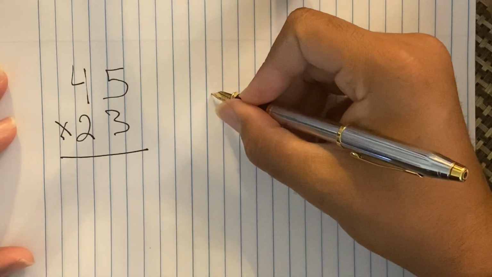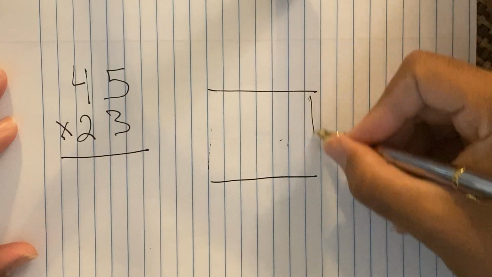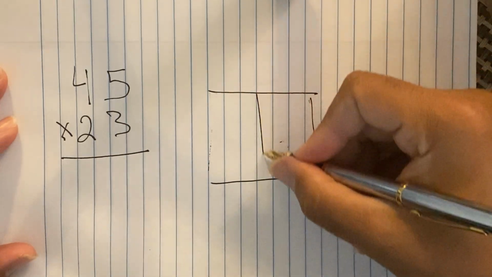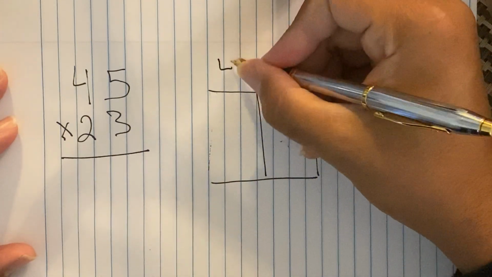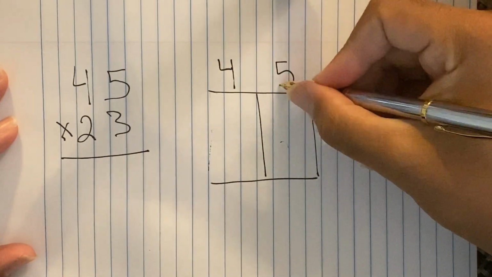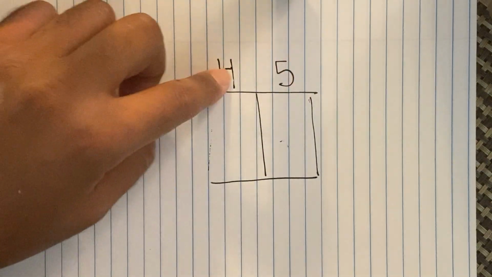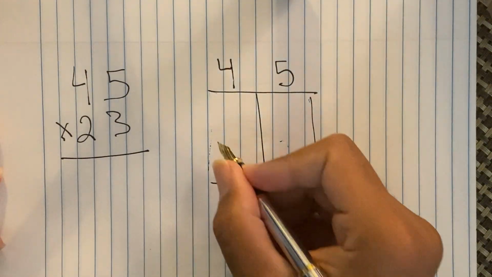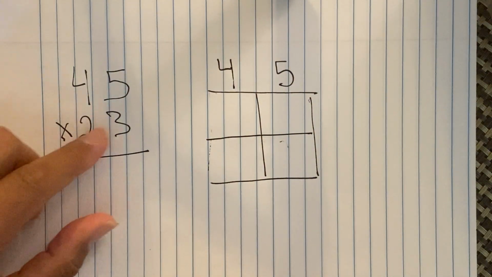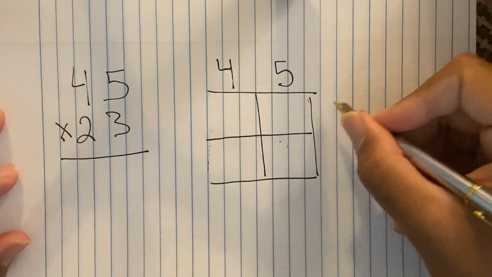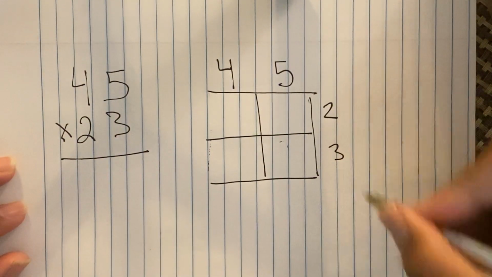And what I mean by 2 by 2 is you will need 2 columns, right? Those are the ones going up and down. You need 1 column for the 4 and 1 column for the 5, because there are 2 digits up here. You will also need 2 rows because you have 2 digits on the bottom here. You need 1 row for the 2 and 1 row for the 3.